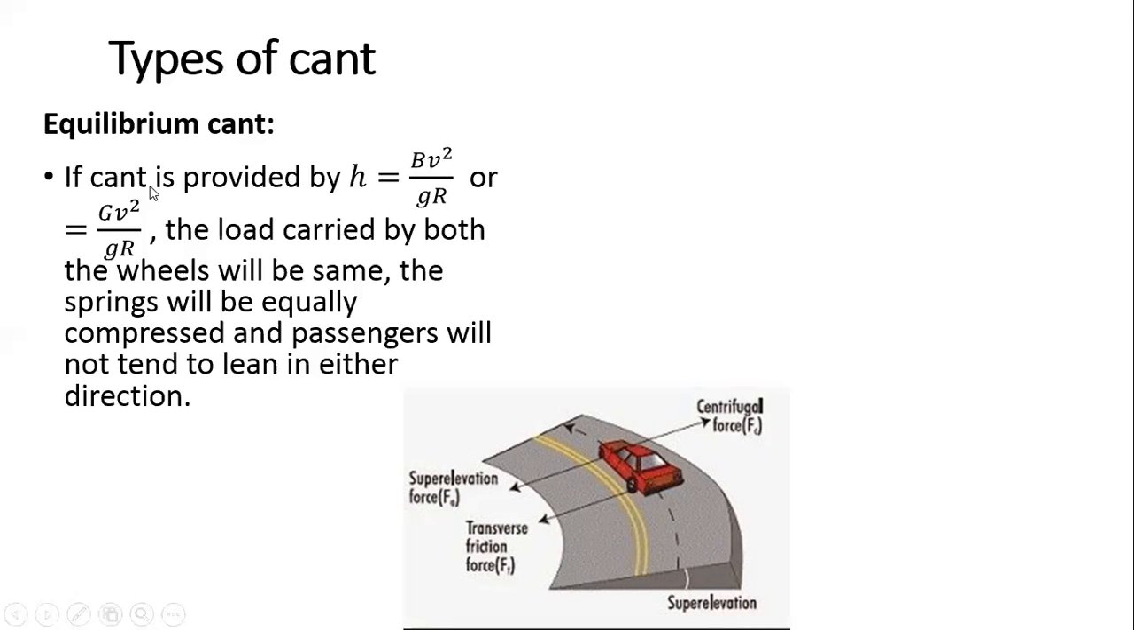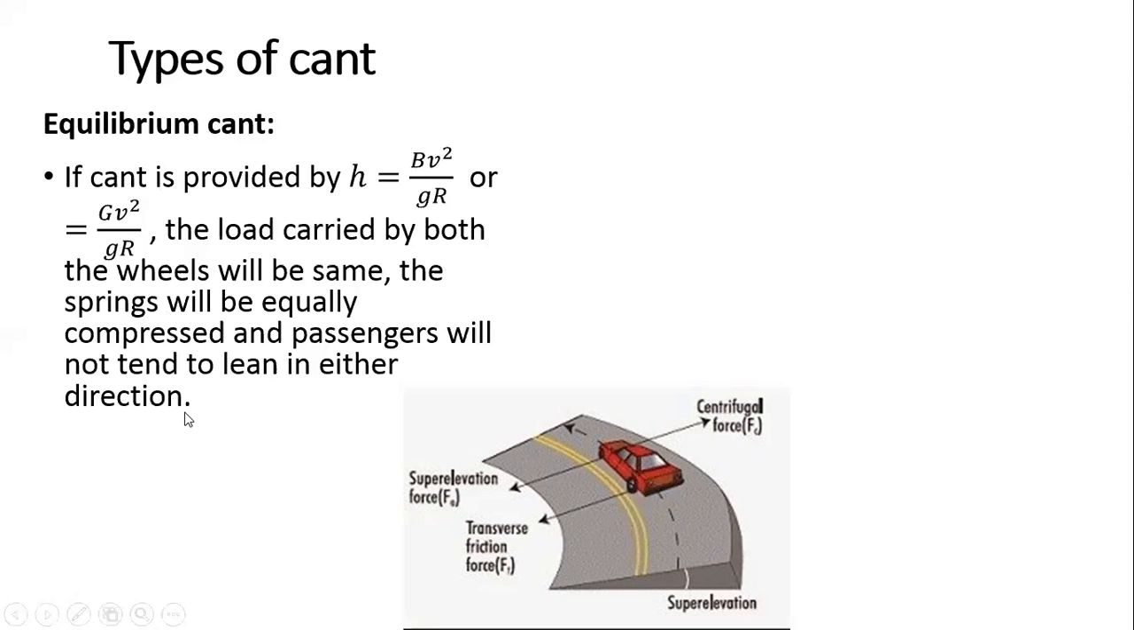Okay. So if cant is provided by this relation or by this relation, then what will happen? The load carried by both the wheels will be the same. We have the springs just above these wheels. So the load carried by both the wheels will be the same, the springs will be equally compressed and the passenger will not tend to lean in either direction.